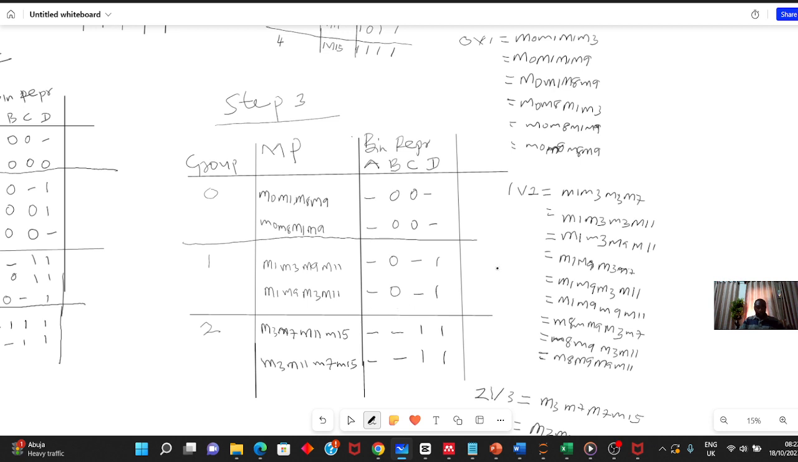In the next class, we are going to see how to simplify this by looking at the prime implicant and then the essential prime implicant, right? So this will involve forming the prime implicant and then the essential prime implicant table so that we can have our simplified expression. See you in the next class.